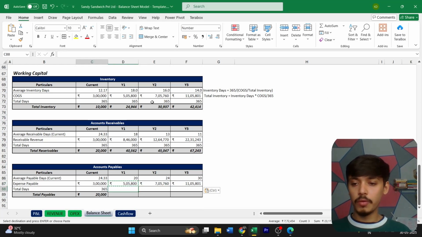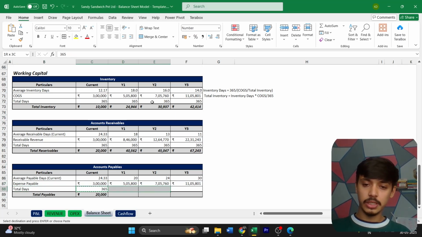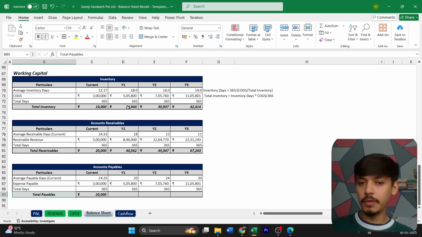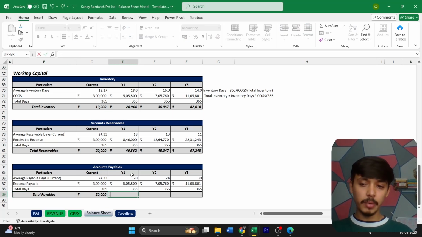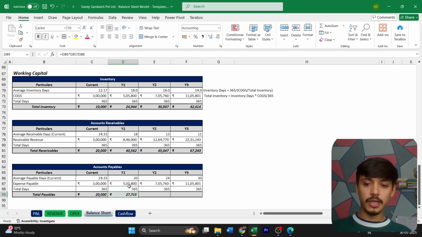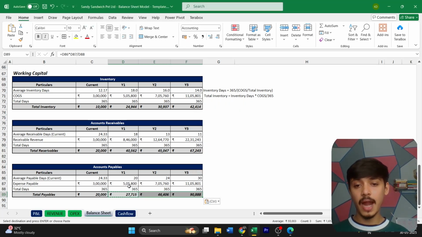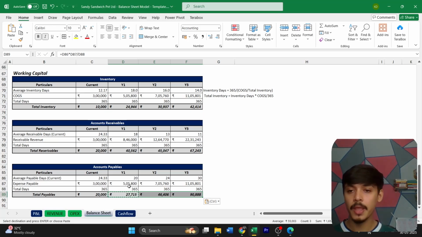Perfect. So the total number of days remains the same, which is 365. And now we need to calculate the amount of payables, for which we will use the same formula as we did for inventory and receivables. That is the number of payable days we are getting, multiplied by the amount of COGS, and divided by 365. So 27,715 for year 1, and we scale it to 3 years where we are at 90,888.